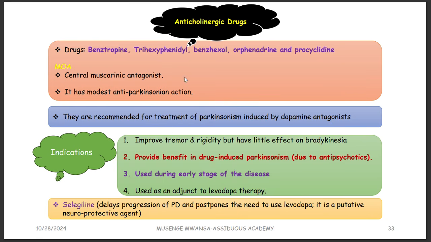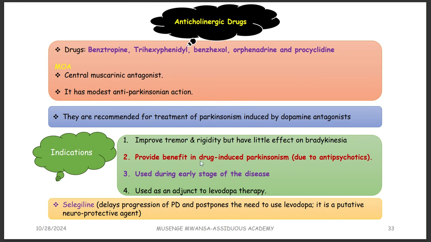So, what are the indications of the anticholinergics? They can improve the tremor and rigidity but have little effect on bradykinesia. This is important to take note. Tremor and rigidity but no effect on the bradykinesia. They can also provide benefit in drug-induced Parkinsonism due to antipsychotics.